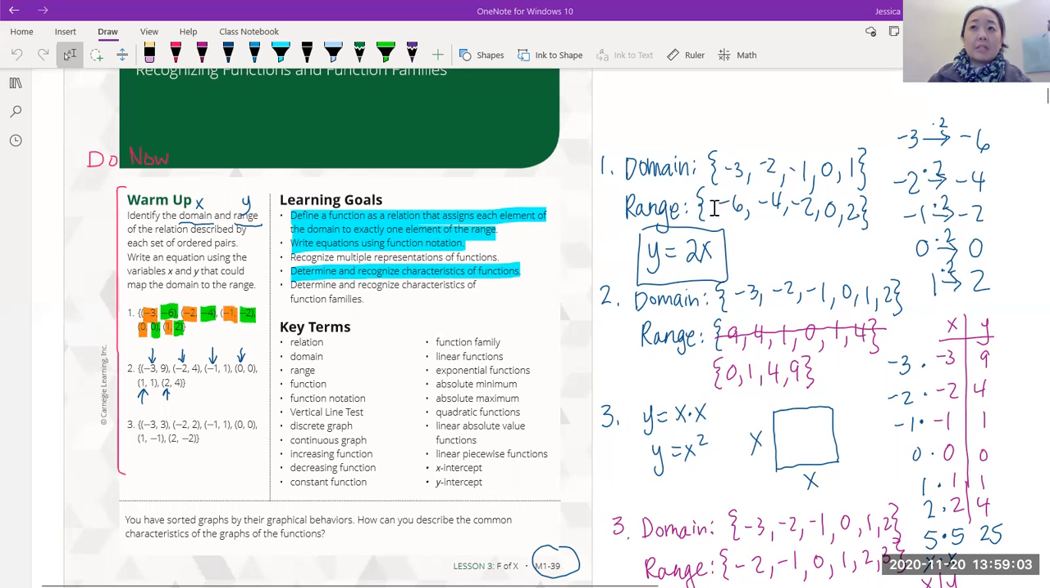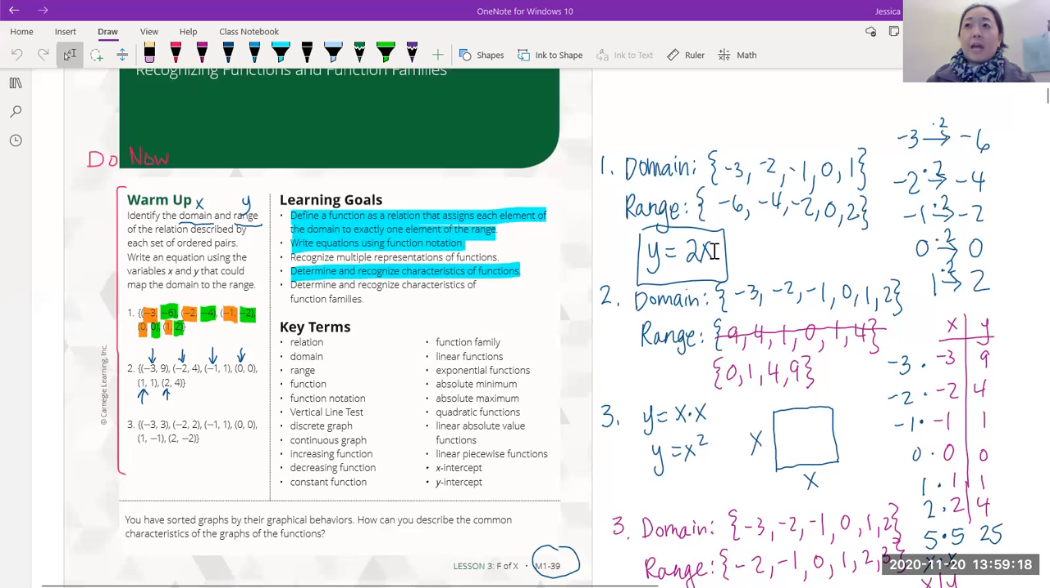So in this case, this is what we would get. Every number is different, so we list every single one of them, and they all happen to be in numerical order. So -6, -4, -2, 0, 2. That's going to be your range.